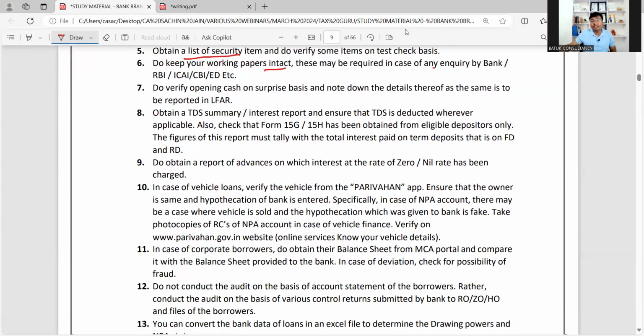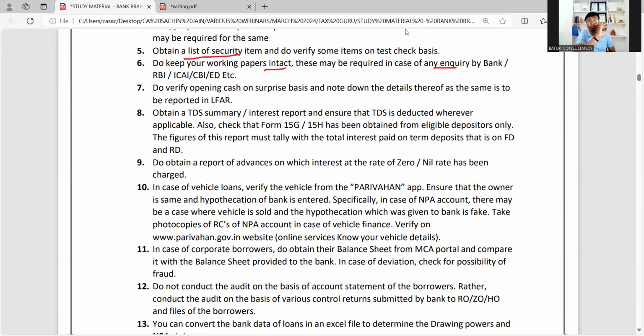So this is the thing we can do. Keep your working papers intact. These may be required in case of any inquiry. This is the most important thing, that when we are conducting the bank branch audit, we need to prepare the working of each and every segment, each and every single point, and keep our working ready if there is any inquiry.